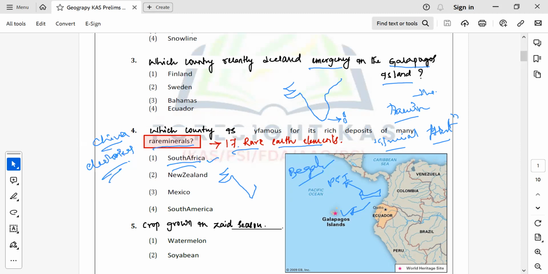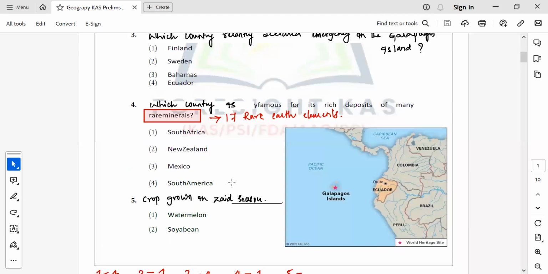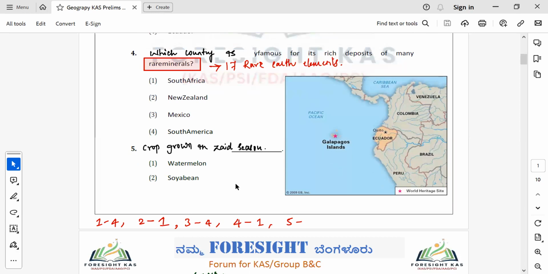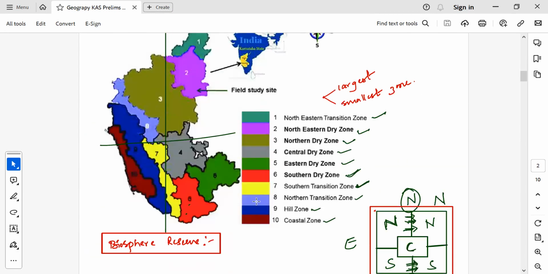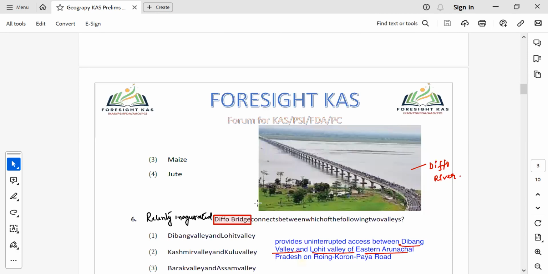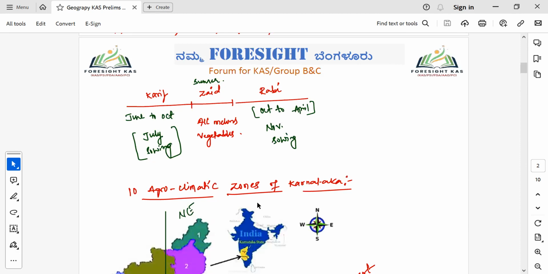And the fifth question is regarding seasons. So there are different seasons. They have asked which crop is grown in Zaid season: watermelon, soybean, maize or jute. Quickly, I will be telling these seasons and their crops, which are very important. Remember, there are three seasons. When monsoon starts in the month of June, July, that again, map.